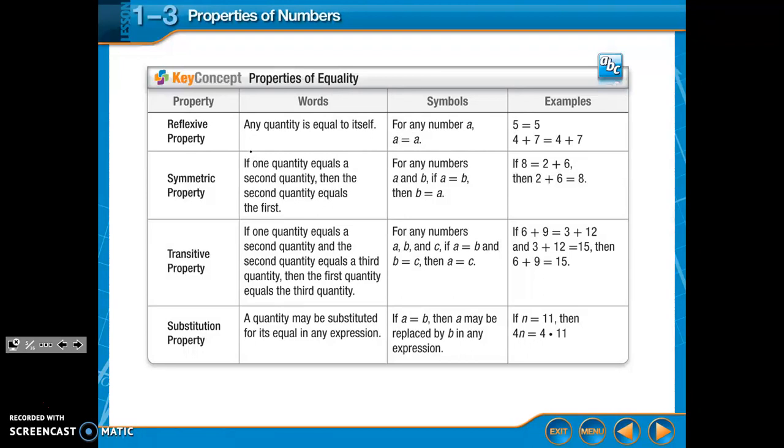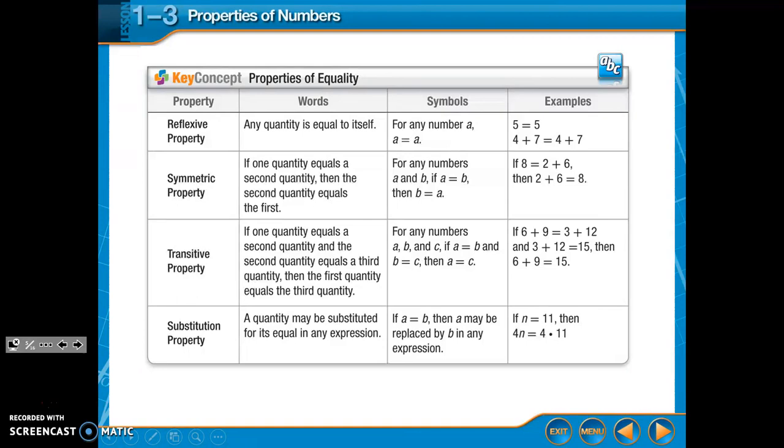The symmetric property says if one quantity equals a second quantity, then the second quantity equals the first. So for any number a and b, if a equals b, then b equals a. So if you have 8 equals 2 plus 6, then 2 plus 6 equals 8. So this is where you switch the sides of an equation, and it's the same as when it was the first way.